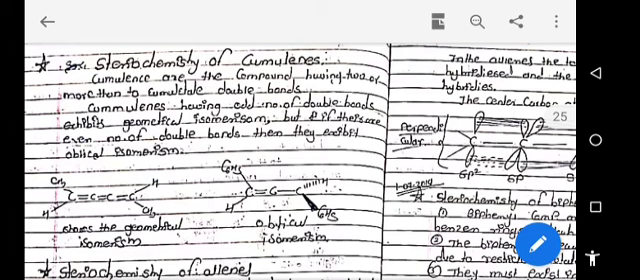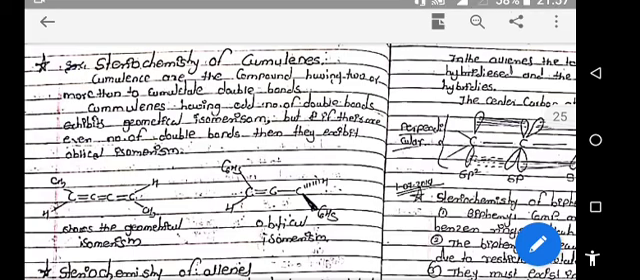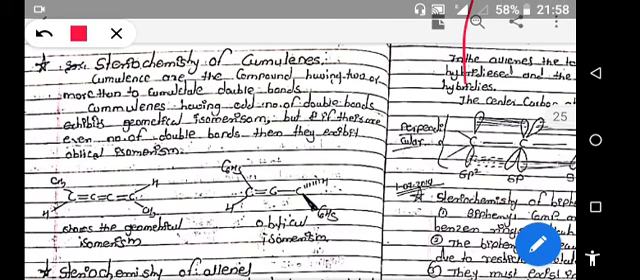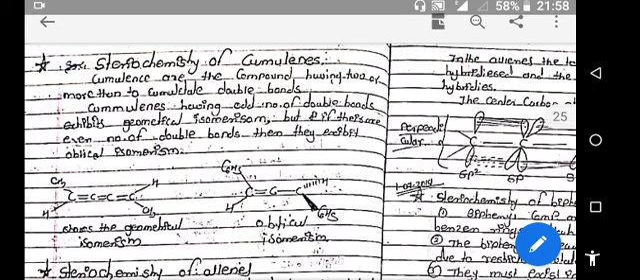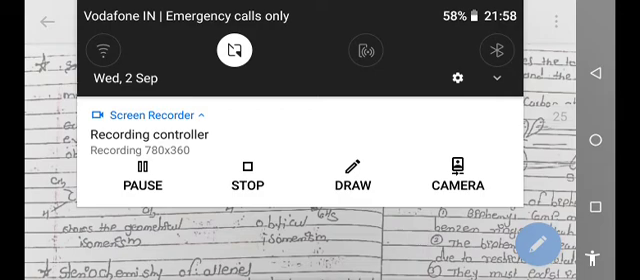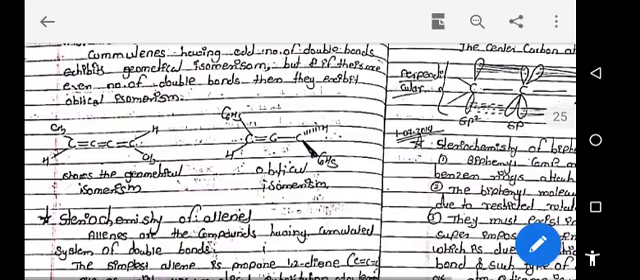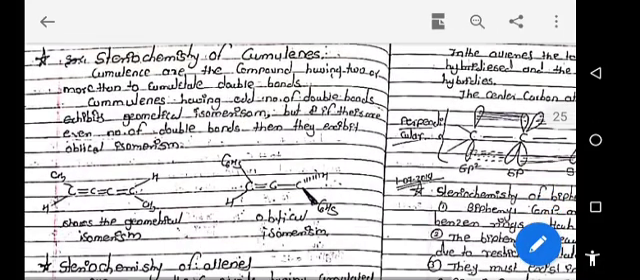Isomers, one is the geometrical isomers. In geometrical isomers, we can indicate these C6H5 groups on the same side or on the opposite side. So these two isomers, geometrical isomers, are the cumulenes.